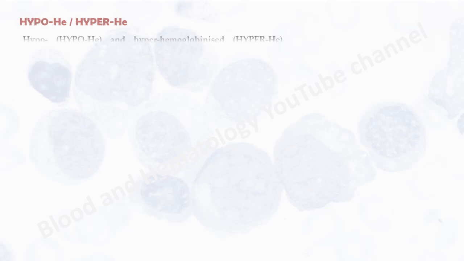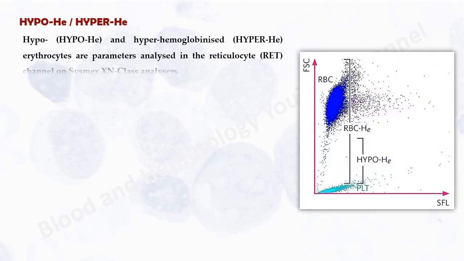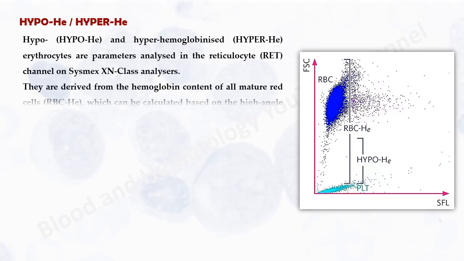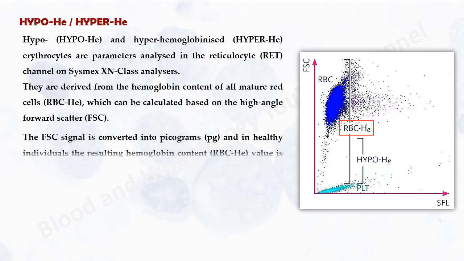Hypo and hyperhemoglobinized erythrocytes are parameters analyzed in the reticulocyte channel on Sysmex XN class analyzers. They are derived from the hemoglobin content of all mature red cells, which can be calculated based on the high-angle forward scatter. The forward scatter signal is converted into picograms, and in healthy individuals, the resulting hemoglobin content value is comparable to the mean cell hemoglobin value.